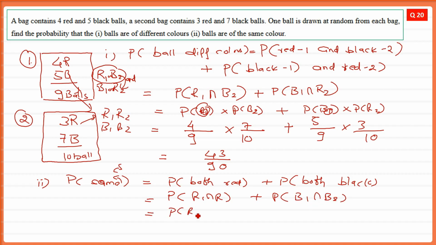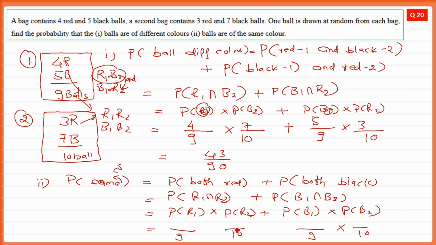If you write them separately, because they are independent events, P(R1) multiplied by P(R2) is the first case and P(B1) multiplied by P(B2) is the second case. Wherever you have R1 or B1, that is the first bag, write 9 in the denominator. Wherever you have bag 2, write 10 in the denominator, multiply them and add them. What is the probability of R from the first one? There are 4 red. What is R from the second one? How many reds are there? 3. So 3 by 10. How many blacks from the first one? 5 blacks, so 5 by 9. How many blacks from the second one? 7. When you multiply them and add, the final result will be 47 by 90.